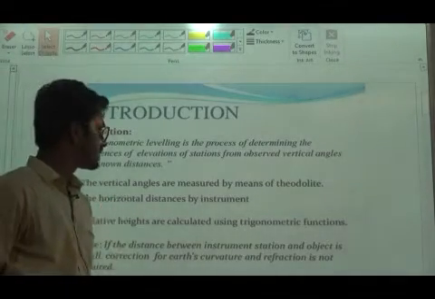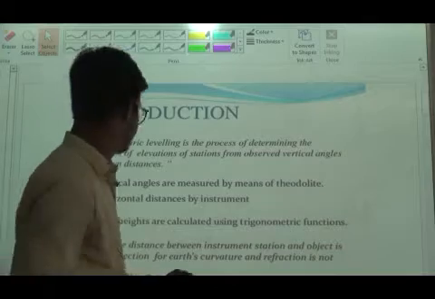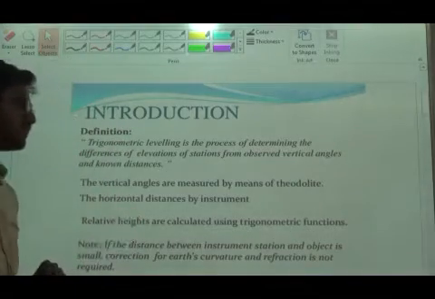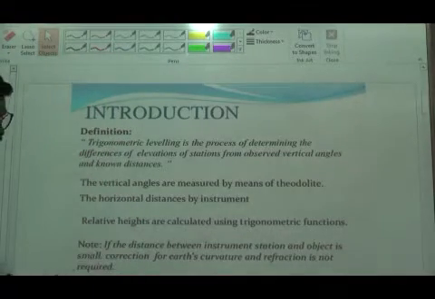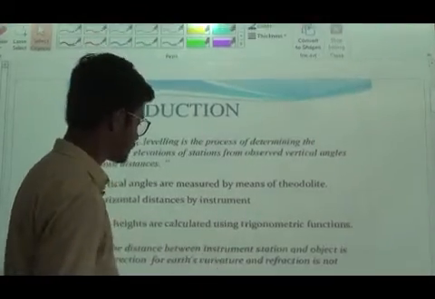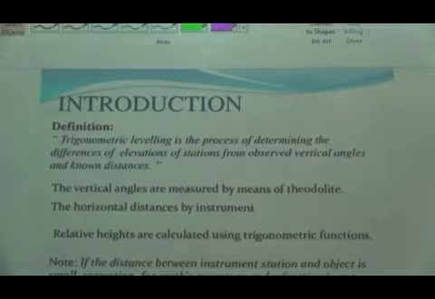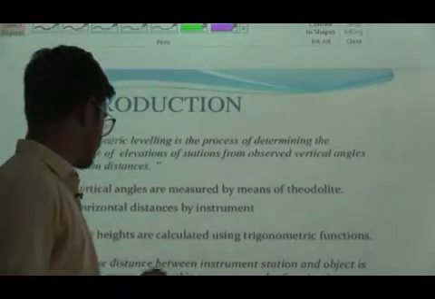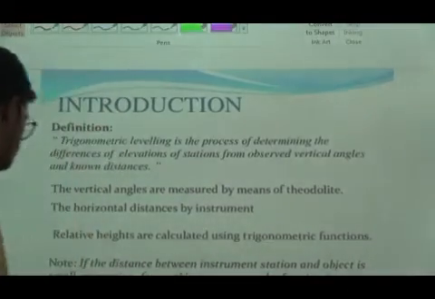The vertical angles are measured by theodolite and the horizontal distances are measured with the help of chain or tape. Please note that in case the distance between the station and the object is small, the correction for earth curvature and refraction is not required.